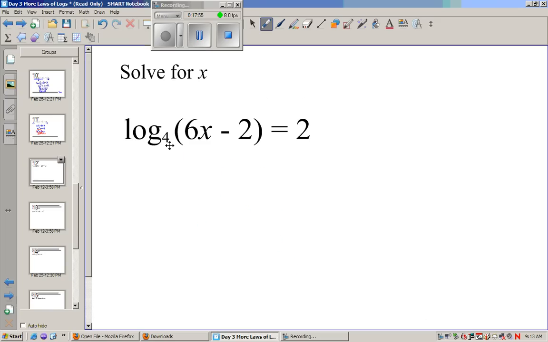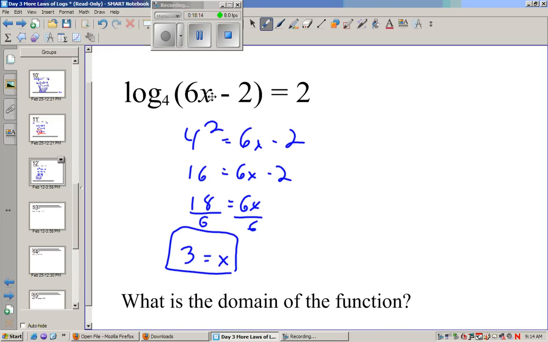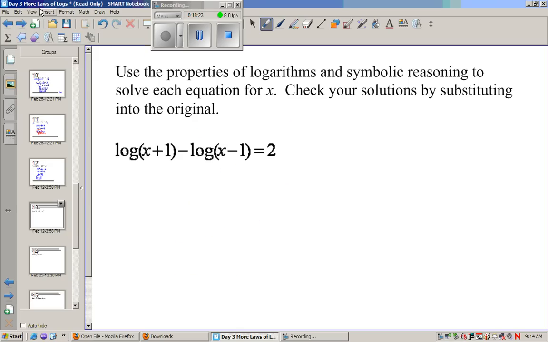Now try this one. We have 4 to the second power is equal to 6x minus 2. So we have 16 is equal to 6x minus 2. Add 2 to both sides. Divide by 6, and your answer will be 3. Now is this in the domain of the function? 6 times 3 is 18. 18 minus 2 is 16. 4 to the second power is 16. So everything works out perfect.